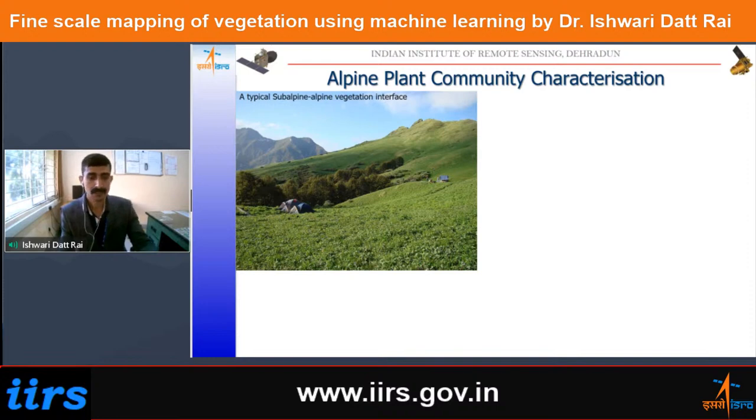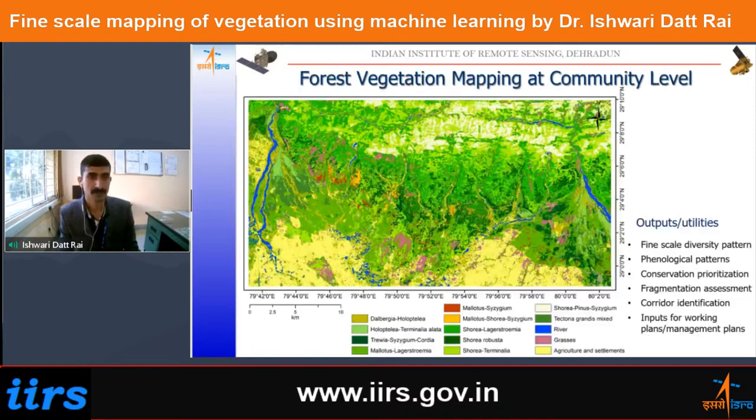Another example I will share here is, because the earlier one is for tree communities, because this is in the subtropical area and in the Terai landscape.